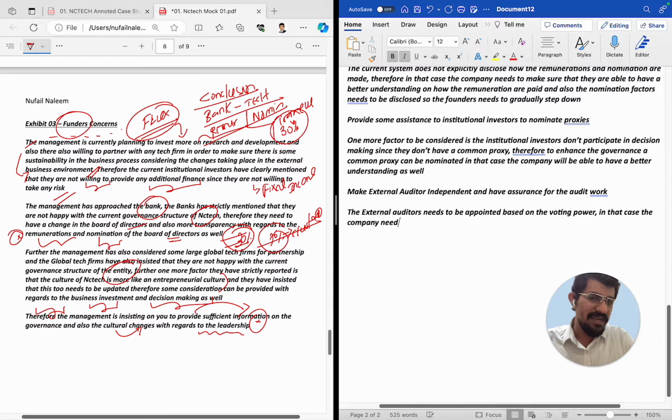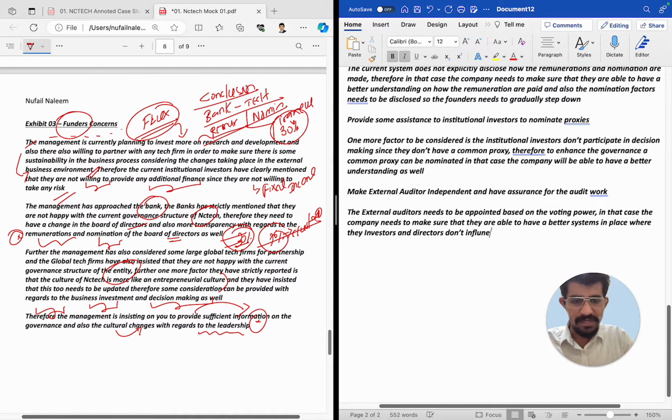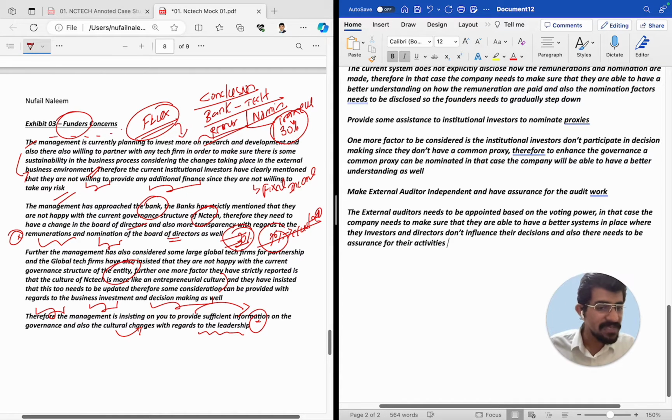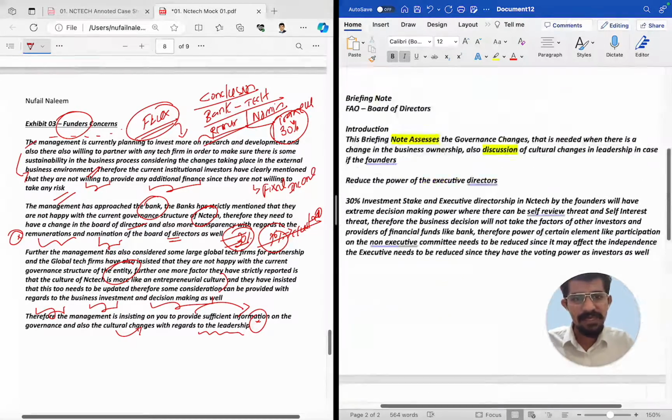In that case, the company needs to make sure that they are able to have better systems in place where the investors and directors don't influence their decisions. That is one factor. And also there needs to be assurance for their activities. So students, in that case, please try to make sure this is properly constructed. And finally, students, if I'm not mistaken, this is done.